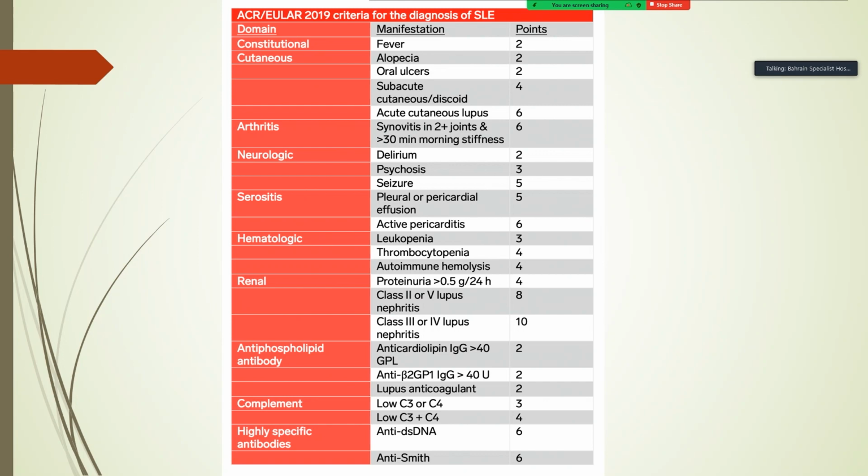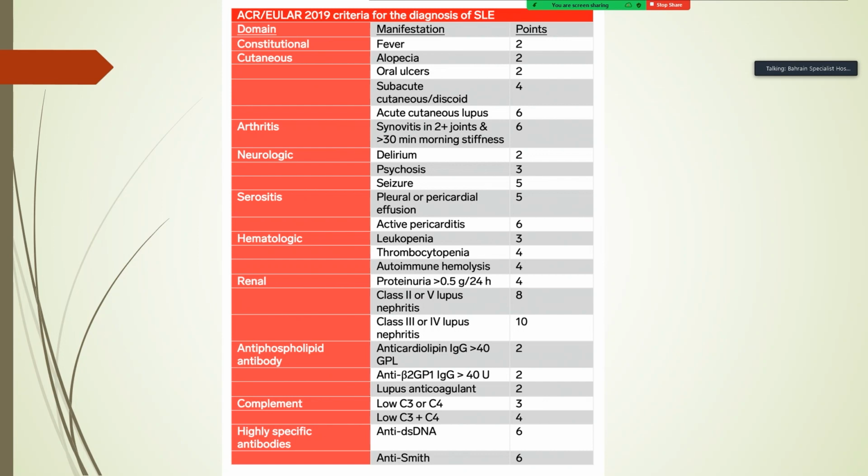So if we talk about constitutional, the fever comes with 2 points, and the cutaneous manifestations include alopecia, oral ulcers, and arthritis. Arthritis should involve at least two or more joints with synovitis, and the morning stiffness should be there for more than 30 minutes. Neurological include delirium, psychosis, seizures, then serositis involving pleura or pericardium, or pericarditis, then certain hematological abnormalities like leukopenia, thrombocytopenia, and autoimmune hemolysis, which is common in SLE.